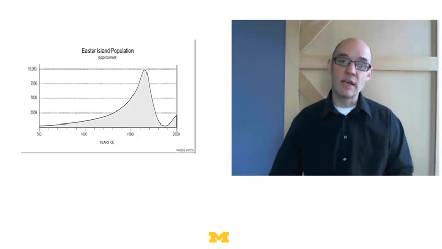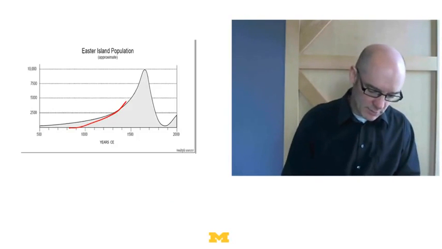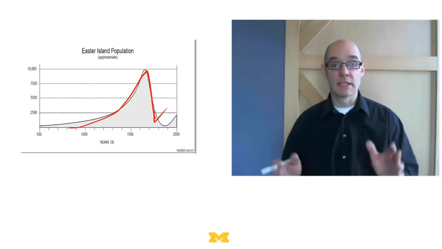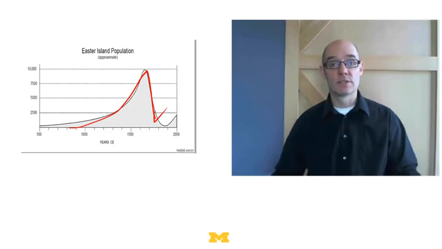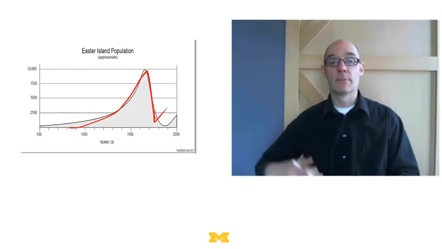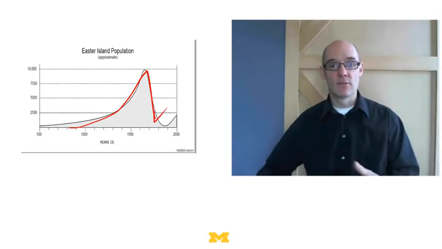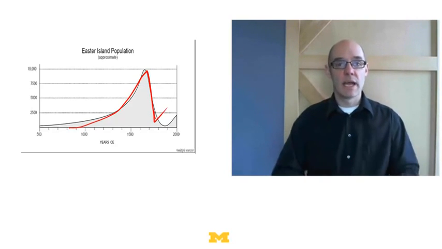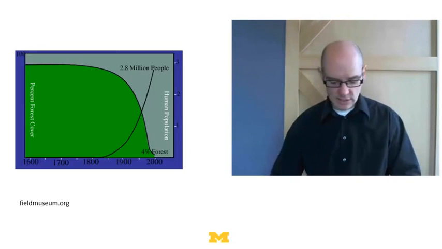So in the case of Easter Island, what you see is the population was getting bigger and bigger and bigger, and then there was a collapse. And the collapse happened when the forests were completely destroyed. They kept harvesting too much wood, and the forests couldn't reproduce themselves, and what happened is you had a collapse of the society.